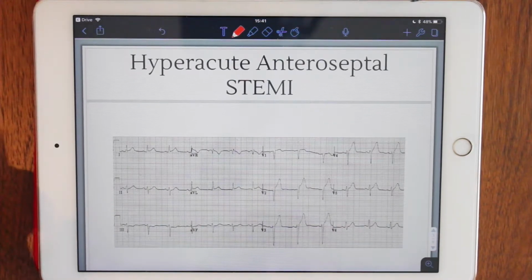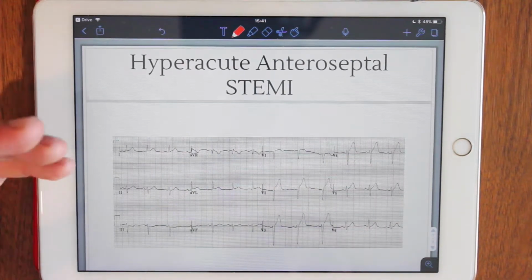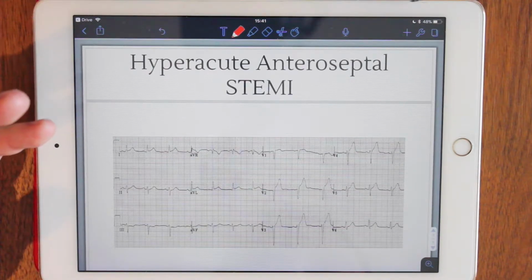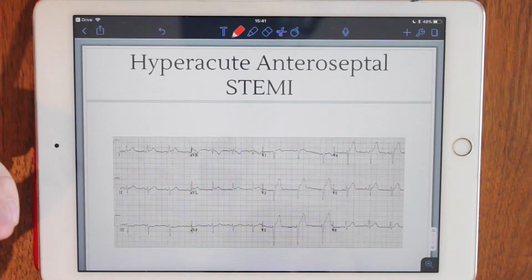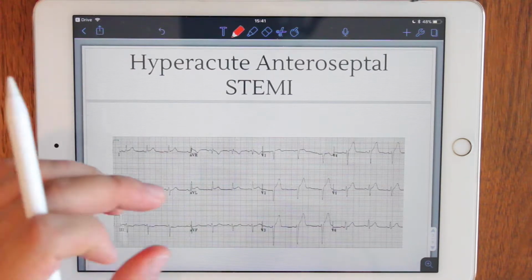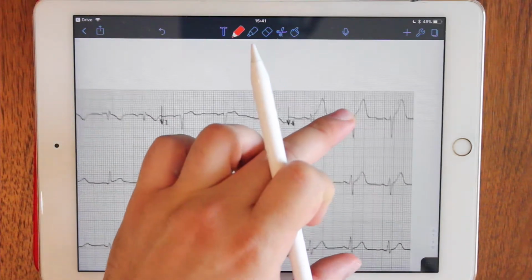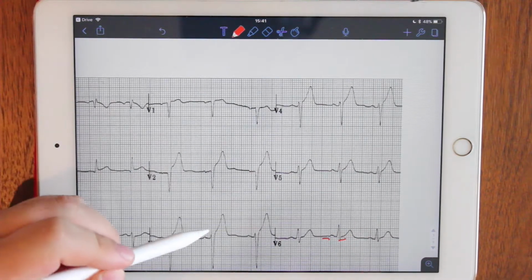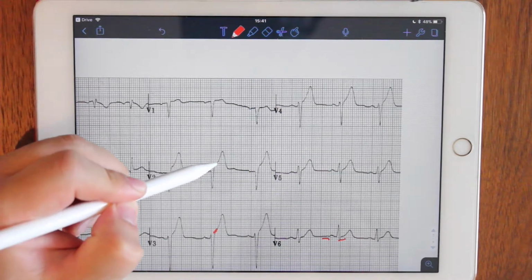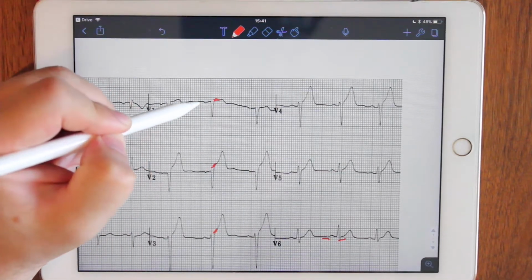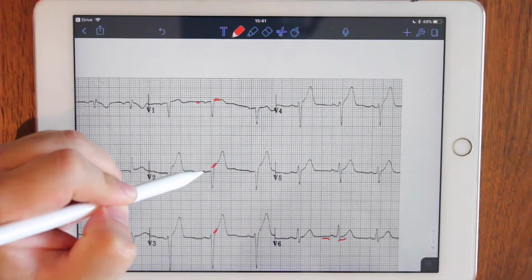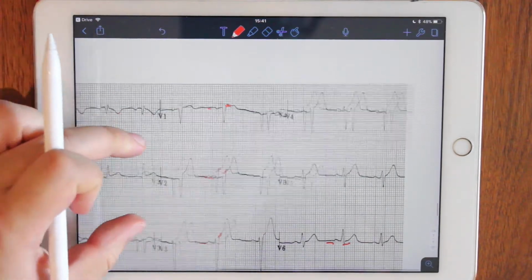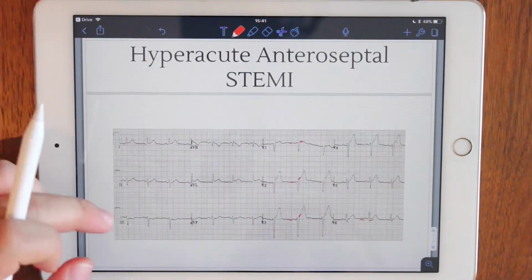Looking at some examples, this is a hyperacute anteroseptal STEMI. So we're looking at an anterior myocardial infarction. So we'd like to look at primarily leads V1, V2, and V3. So if you notice, lateral leads like 5 and 6 do not show much elevation above the isoelectric line, but V3, V2, and even a little bit in V1 are higher than their corresponding isoelectric lines. So this is what we call an anteroseptal STEMI.